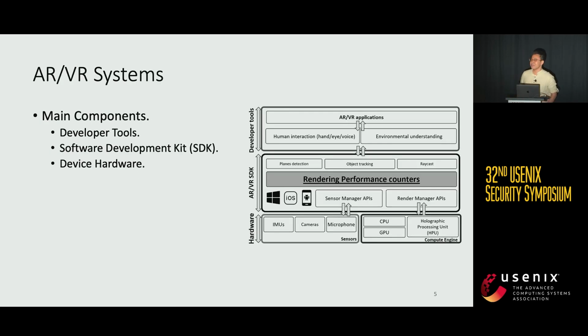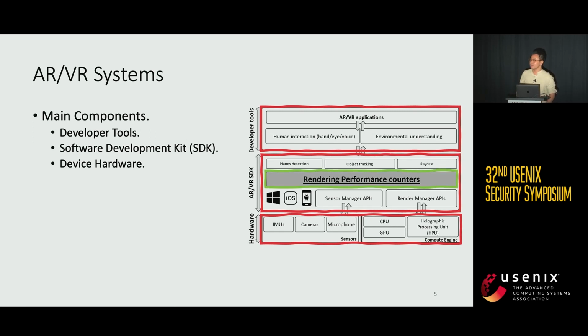Okay, starting with the AR/VR system, I hope this diagram does not scare you too much. Let's start from the bottom to the top. The bottom layer, the hardware, typically contains a series of sensors and compute engines taking care of input and output. The middle layer is the AR/VR SDK, which not only provides some basic management APIs for the bottom layer, but also provides functions for the upper layer. Then the top layer is the developer tools, where developers can design their own AR/VR applications.